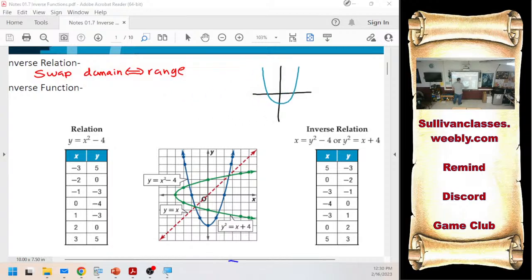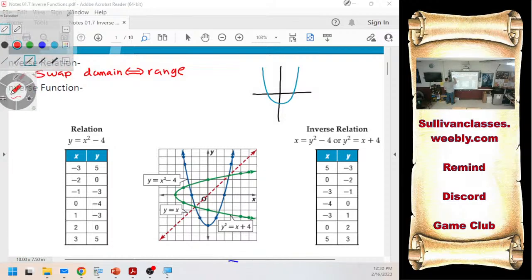Okay, I swap my domain and range. So you remember seeing the table of x's and y's? You would just take and swap your x's and y's, because domain and range are typically x's and y's.